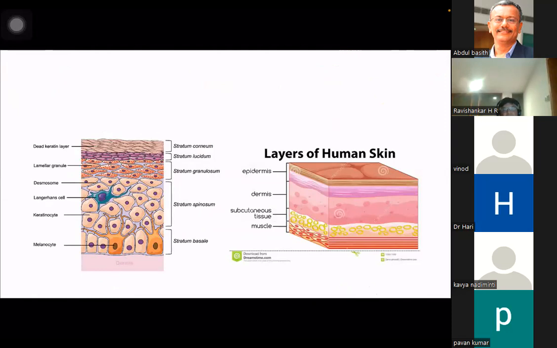Which are the strata involved in the superficial? Stratum corneum, lucidum, granulosum, except stratum basale. All are involved in superficial injury, sir. In superficial partial, stratum basale is actually not in a straight line. It is actually converted into dermal papillae, sir.